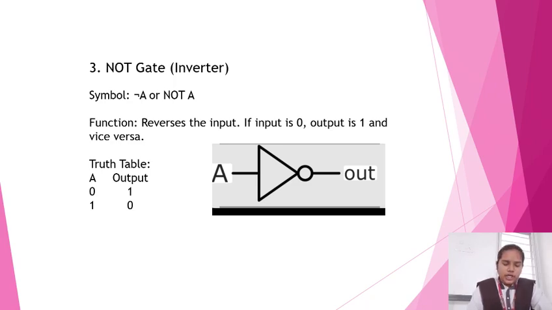So we take A equals to 0. The reverse of 0 is 1, so the output becomes 1. If we take A equals to 1, the reverse of 1 is 0, so the output becomes 0. And this is about the NOT gate.